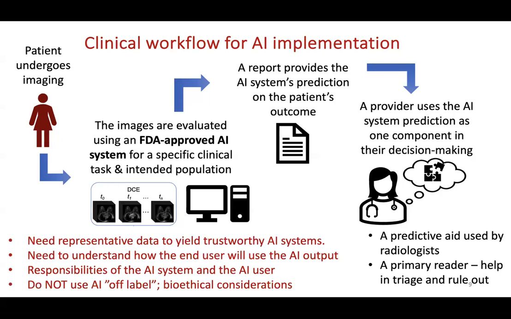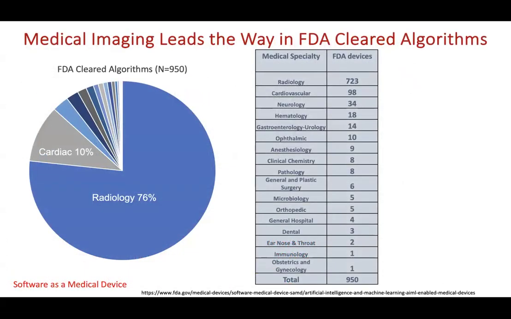To create all these, you need representative data to yield trustworthy AI. You need to understand how the end user will use the AI output, and I'll get to that in a while. Recognize the responsibility of the AI system as well as the people who use the AI system, not to use it off label. And there are various bioethical considerations there.